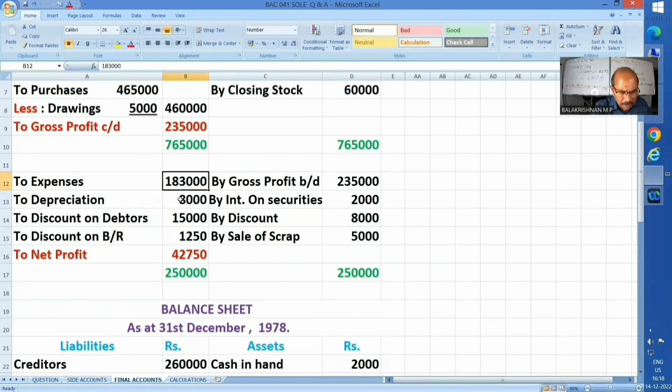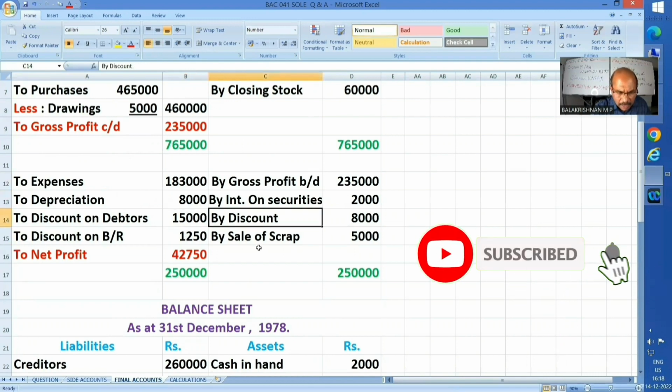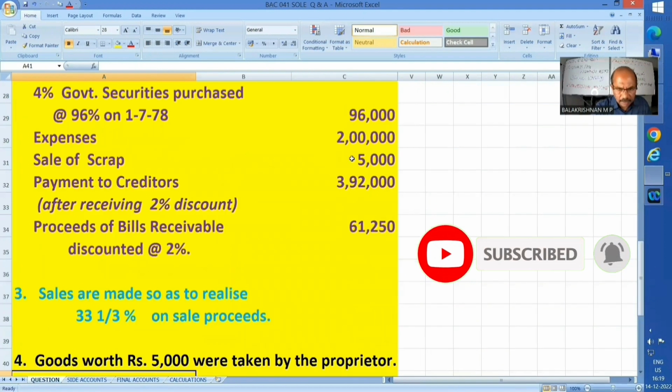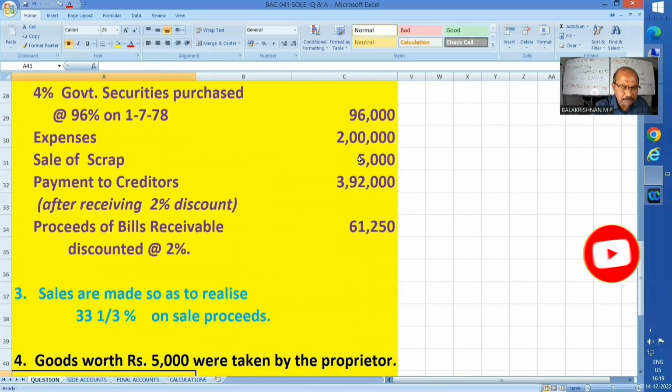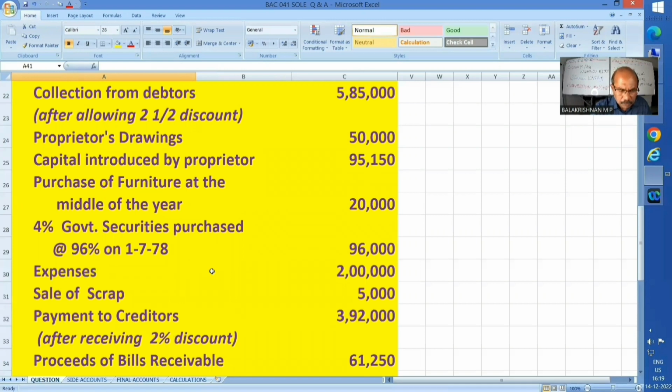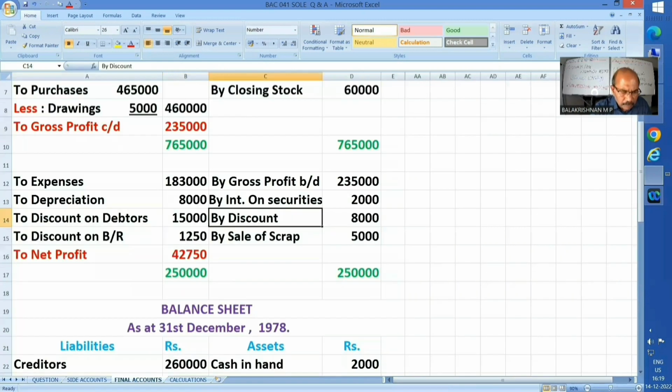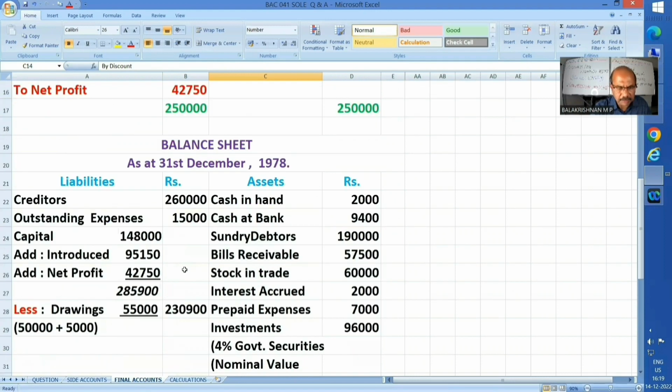So this is explained, this also explained, this also explained. And sale of scrap here, 5,000. So each and every item we have considered. And on balancing this one, we get our net profit, that is 42,750. Now let us move to the balance sheet.